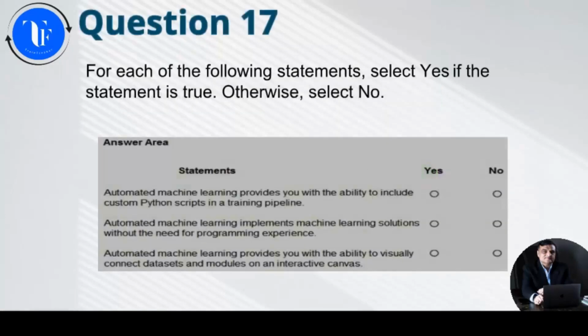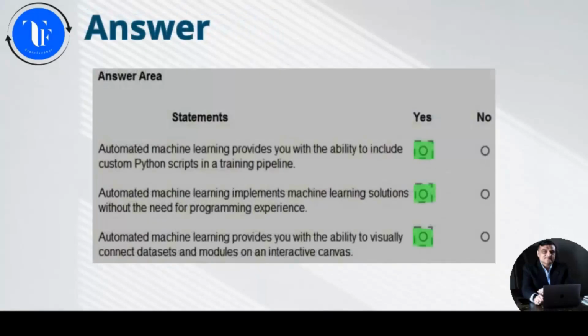Question 17. For each of the following statements, select yes if the statement is true. Otherwise, select no. Answer. For the first statement, answer is yes. For the second statement, answer is yes. For the third statement, answer is yes.